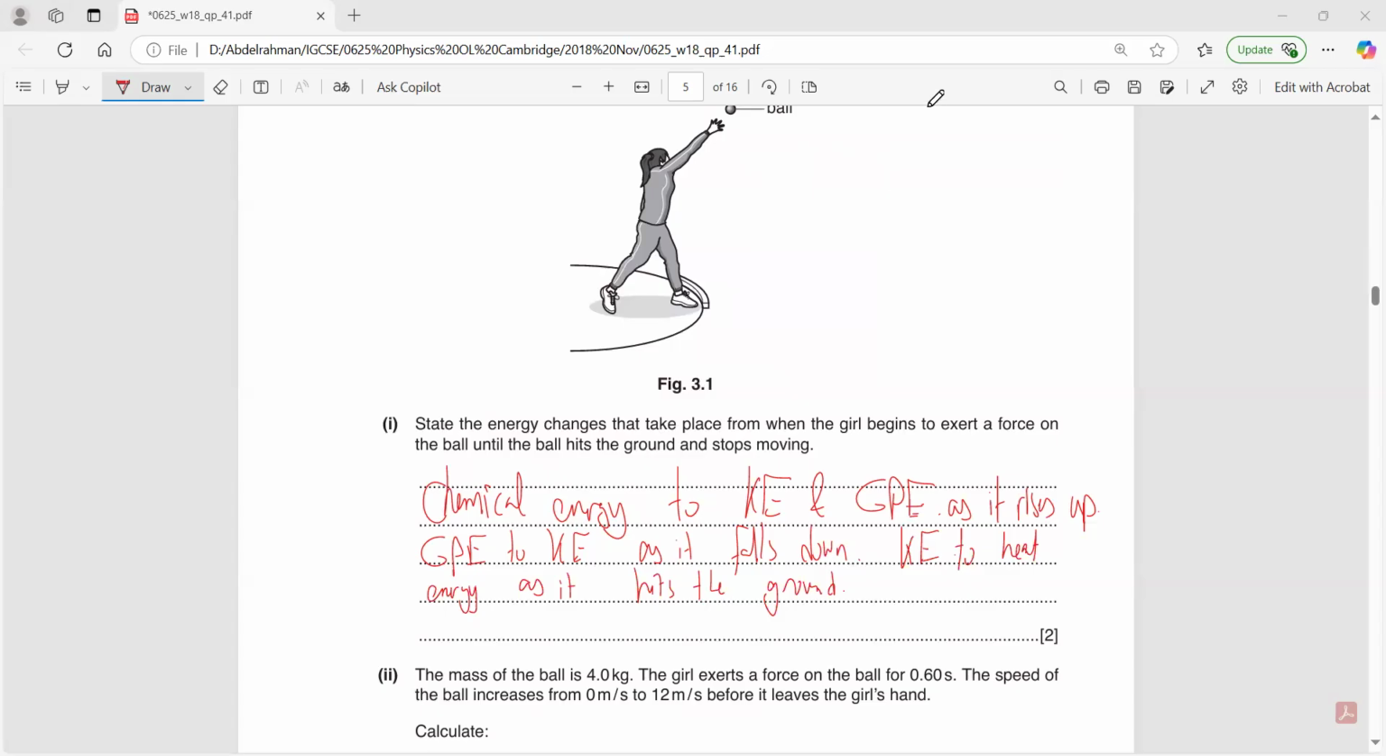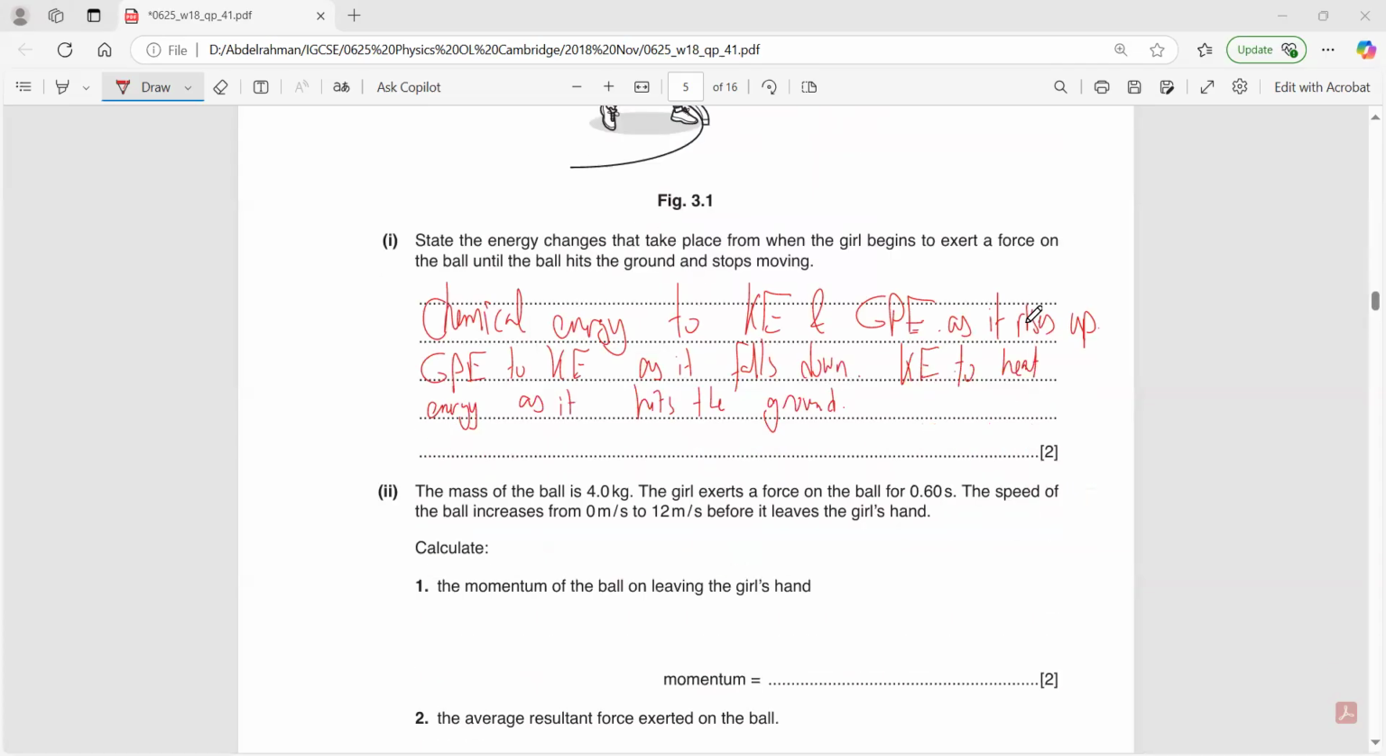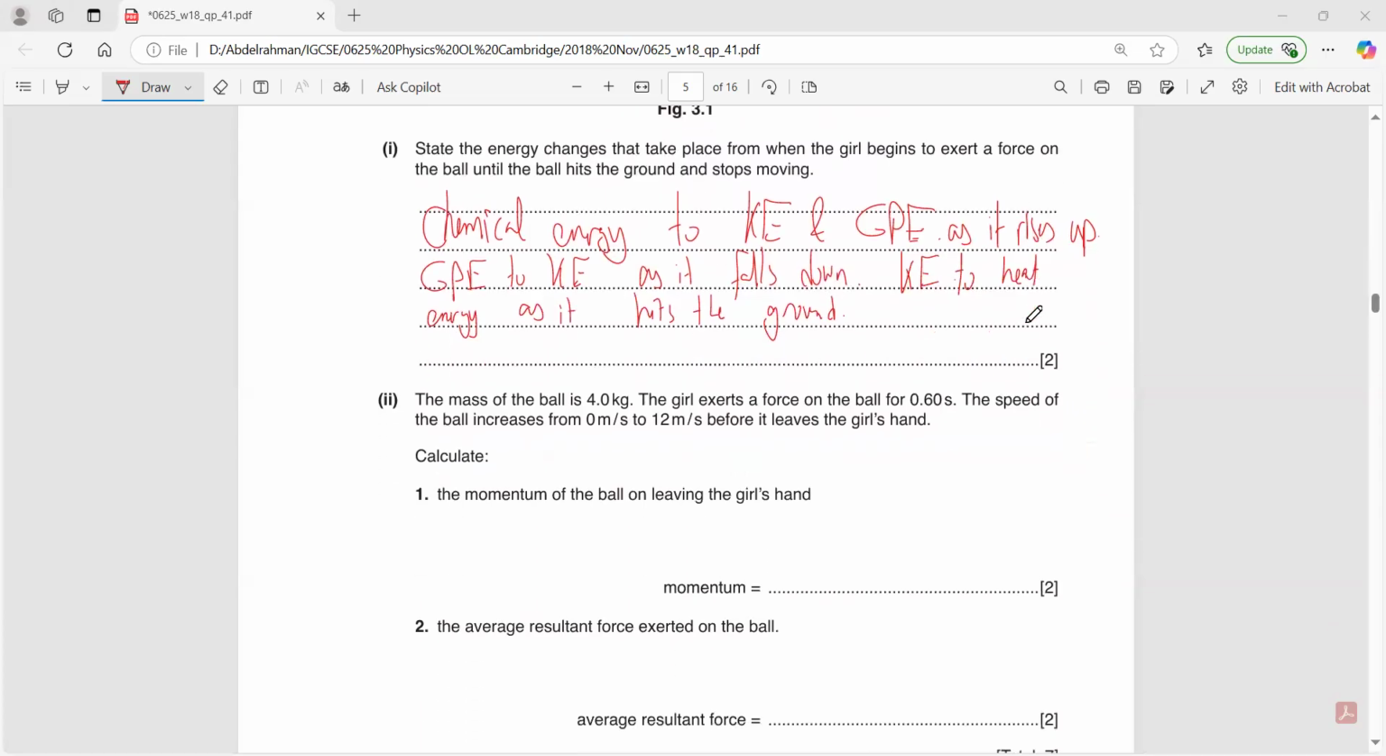Next question. The mass of the ball is 4 kilograms. The girl exerts a force on the ball for 0.6 seconds. The speed of the ball increases from 0 to 12 meters per second before it leaves the girl's hand. Can you find the momentum of the ball leaving the girl's hand? Yes, I can find the momentum.